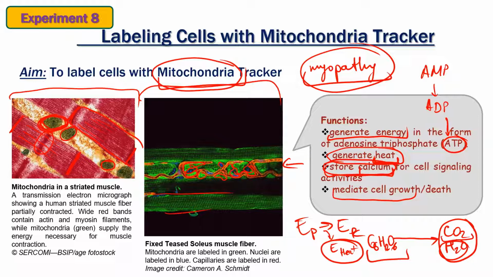Finally, the cell growth. Why cell growth? Because growth and division includes lots of energy spent. And of course, where do we get it? We get it from ATP and from mitochondria.